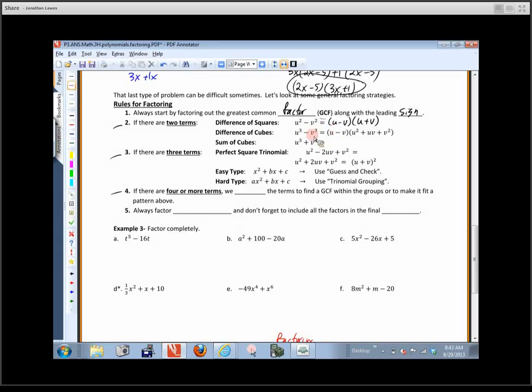Difference of cubes. Perfect cube minus a perfect cube. u minus v, again, write the minus first. Everything else is positive. Don't put a 2 on that guy right there. Remember, it's just the 2 of them multiplied together.